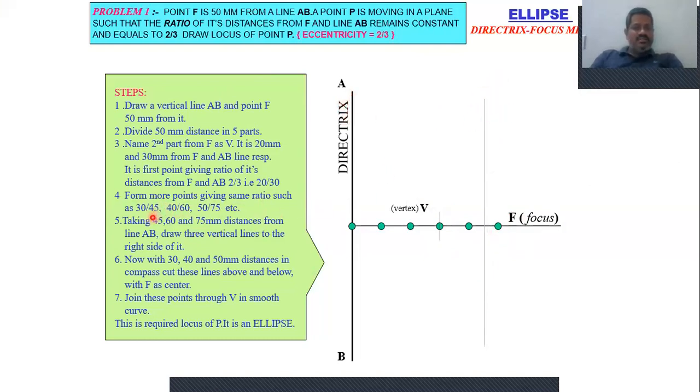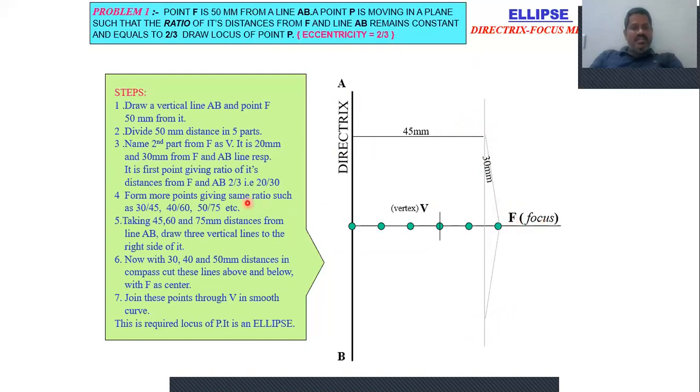Take a compass and, in that, take 30 mm radius with F as center, and intersect this vertical line. So this distance is 30. As I said, this vertical line is at a distance of 45. Taking 30 mm distance, intersect this line, or draw the curves to intersect this vertical line, top and bottom.